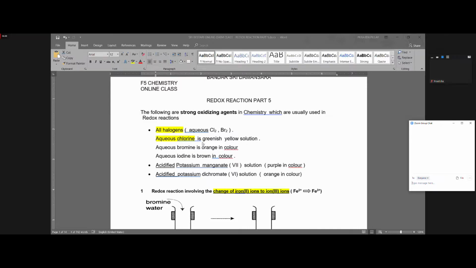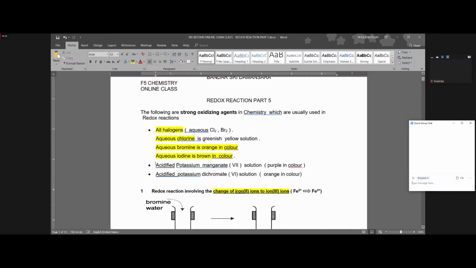All right, so aqueous chlorine, greenish yellow. Okay, it's light pale green solution. Aqueous bromine or bromine solution is orange in color. You can even put it brown also can, orange also can. All right. Iodine definitely is brown. Okay. So you have to know this. Okay. All these contain molecules. Aqueous chlorine, aqueous bromine, aqueous iodine all contain molecules.